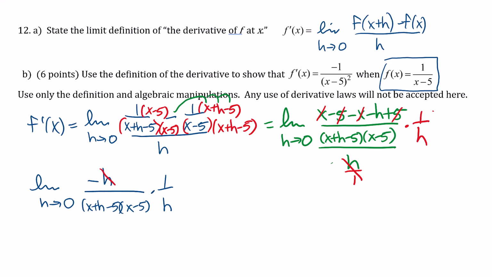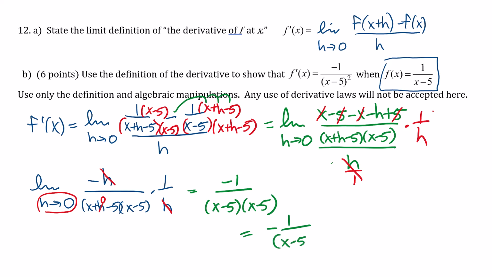The h will cancel with this h, and also in our limit, we can let h go to 0, so the h part is 0. So what we have left is negative 1 on the top and x minus 5 and x minus 5 on the bottom, which we of course could write as negative 1 over x minus 5 squared. So we have shown that indeed this is the derivative.